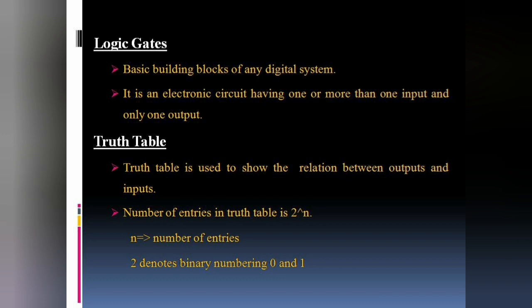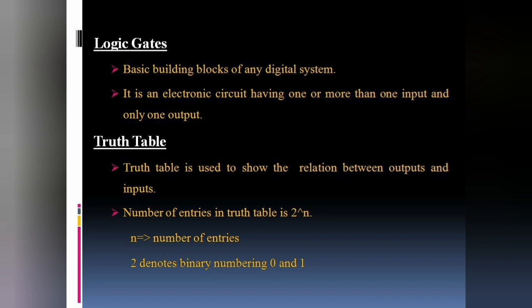Then next is the truth table. The truth table is used to show the relation between inputs and output. The number of entries in a truth table is 2 raised to n, where n denotes the number of inputs and base 2 means binary numbering, that is 0 and 1.